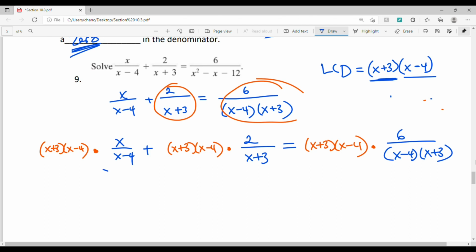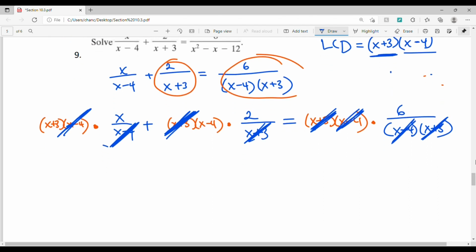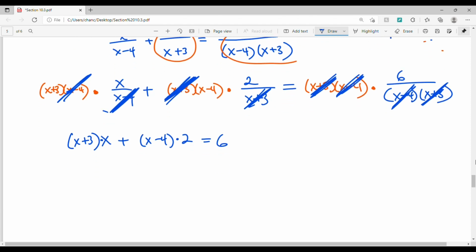Now the fun part, we can see that x minus 4 divides out with x minus 4. x plus 3 divides out with that x plus 3. And on the right here we have all of these disappearing, which is exactly what we want. And so now we have x plus 3 times x left over. And here we have x minus 4 times 2 left over, and that's equal to 6. This is good because now we can distribute and simplify this.